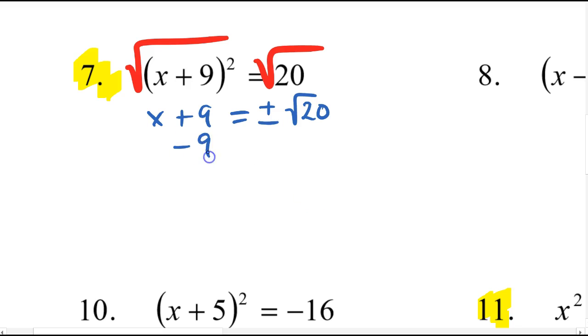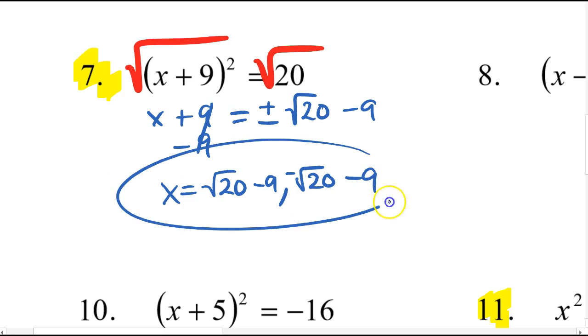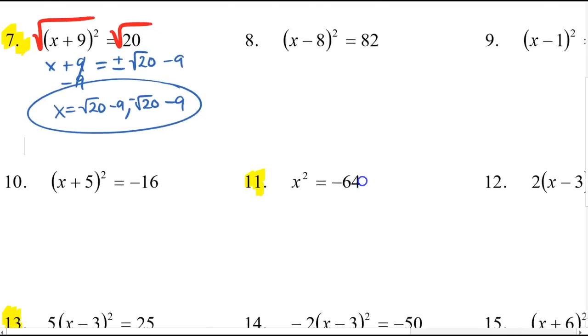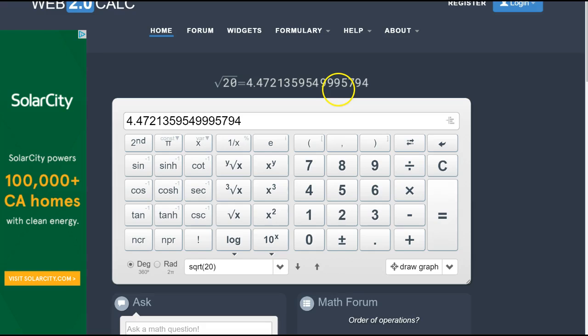And again, do the same thing. We need to get rid of this 9, the number over here on the left side. Subtract it, because it's plus. Subtract from both sides. And your first answer is going to say positive square root of 20 minus 9. And the second answer will be negative square root of 20 minus 9. And that's how you write your answer. Okay? So that's if, when you take the square root, it doesn't give you a whole number. Now how about number 11? Okay, let's take the square root of the left side. Let's do square root of negative 64 on the calculator.